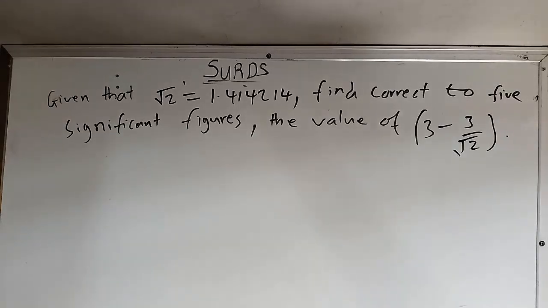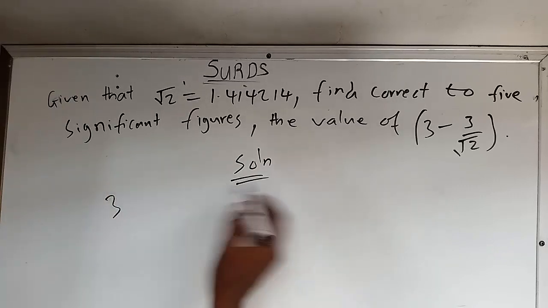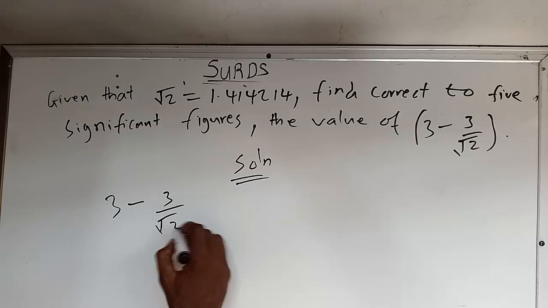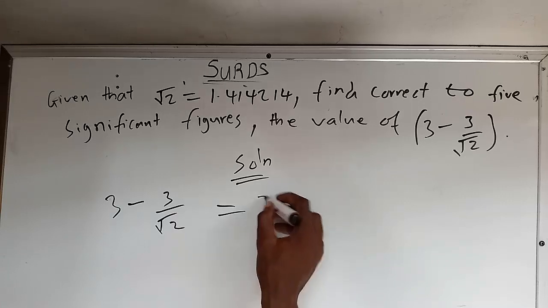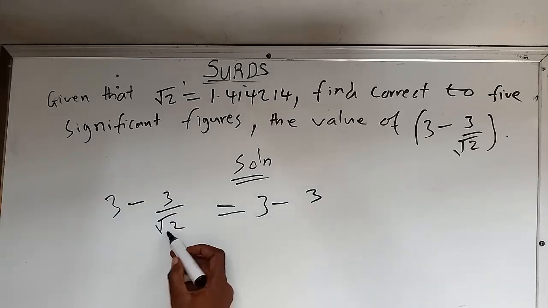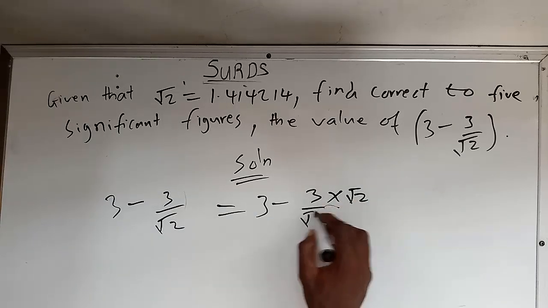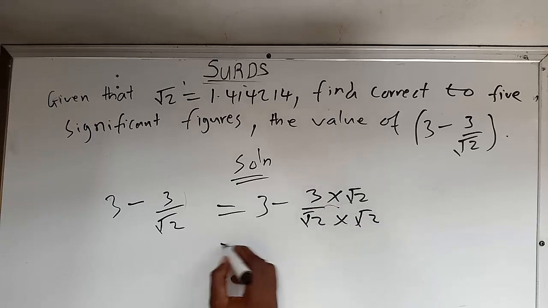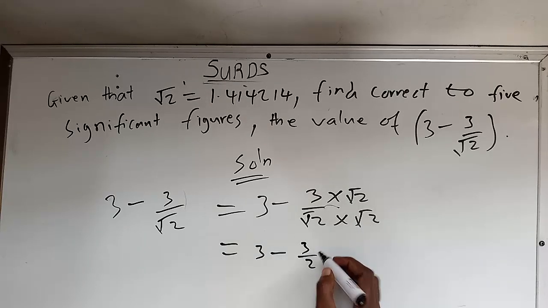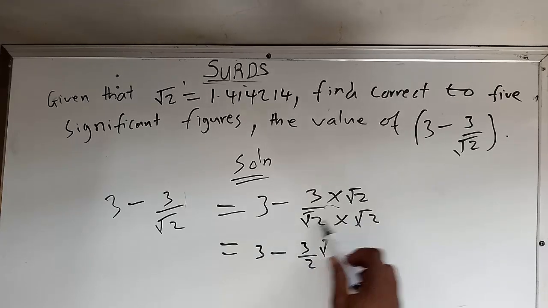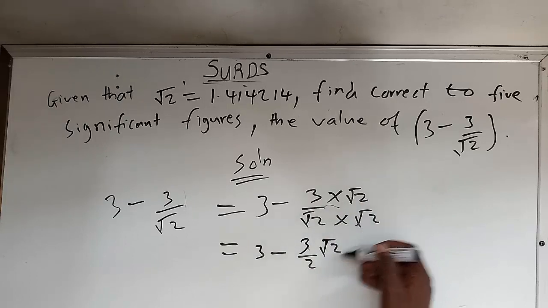So we want to find this. So what must we do? We just have to simplify the given set. We're given 3 minus 3 over root 2. So this will be equal to 3 minus 3, and you have to rationalize this second one, so times root 2 over root 2 times root 2. So this will be equal to 3 minus 3 over 2 times root 2, because root 2 times root 2 gives us 2. Then 3 times root 2 gives us 3 root 2.